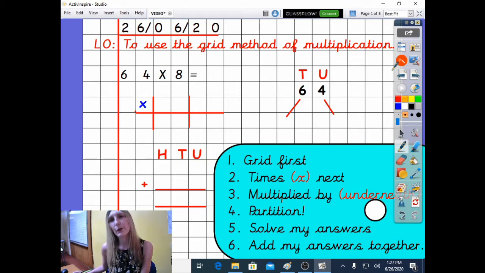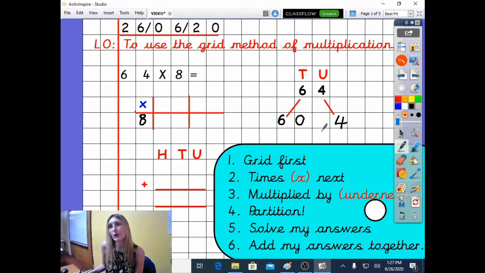Okay, so I'm going to work through the grid method of multiplication. The calculation I'm going to look at is 64 times 8. First of all we draw our grid and we put in our multiplication sign. Next we write what we're multiplying by underneath this sign. So we're multiplying by 8. Then we have to take the first number and partition it into tens and units. So 64, when we partition, is broken down into 6 tens, which is 60, and 4 units, which is 4.